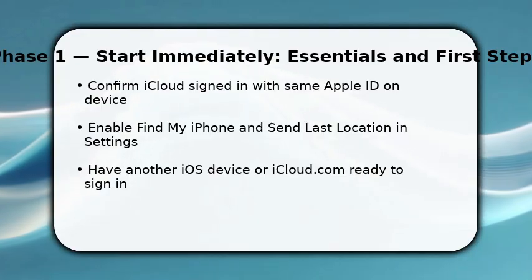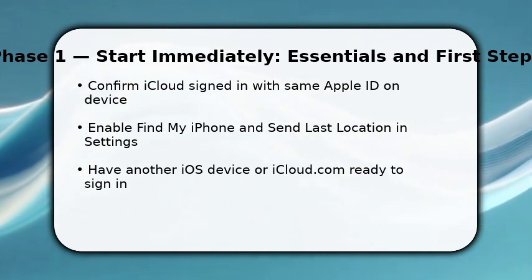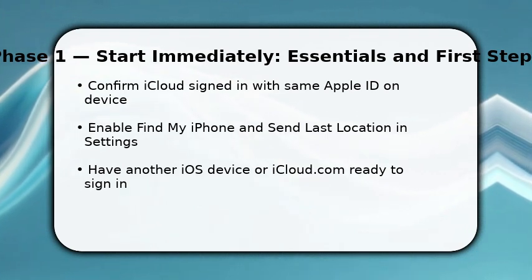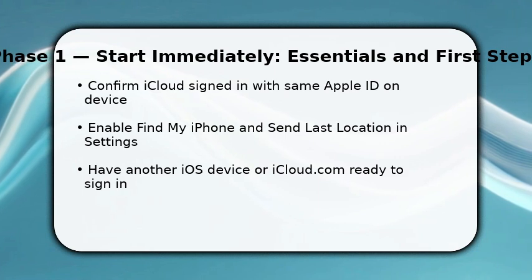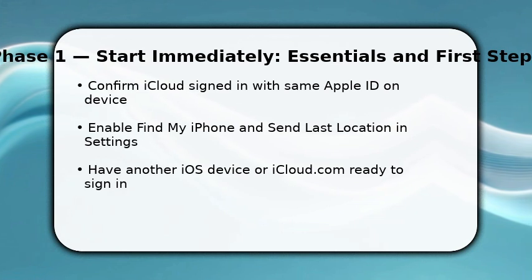You begin by confirming essentials. You are signed into iCloud with the Apple ID used on the lost device. Once done, make sure Find My iPhone and Send Last Location are enabled in Settings. These allow live tracking and a final location before battery dies.